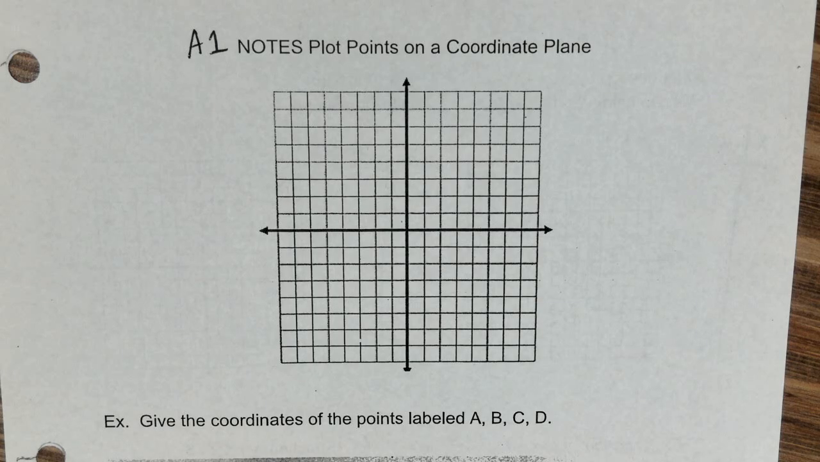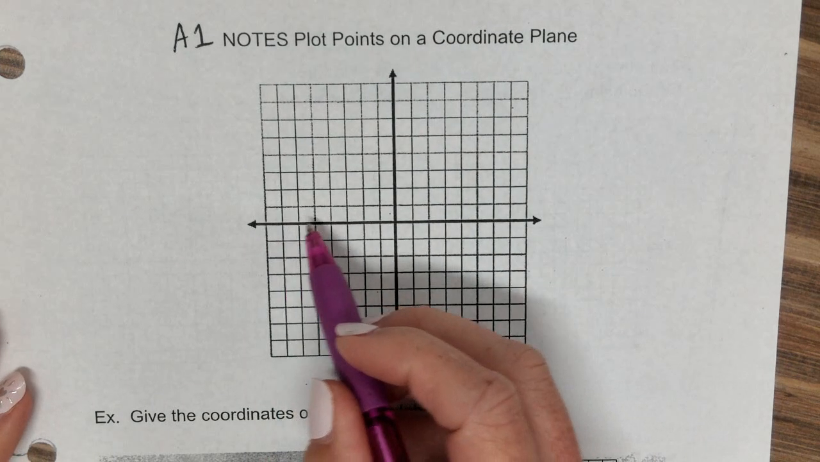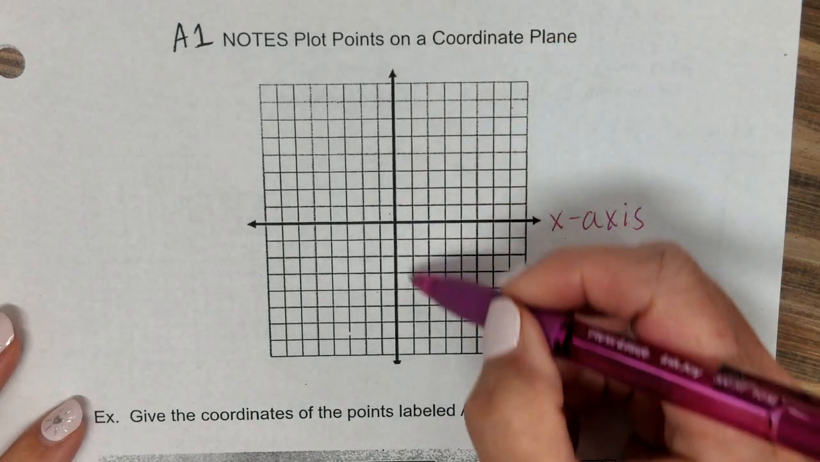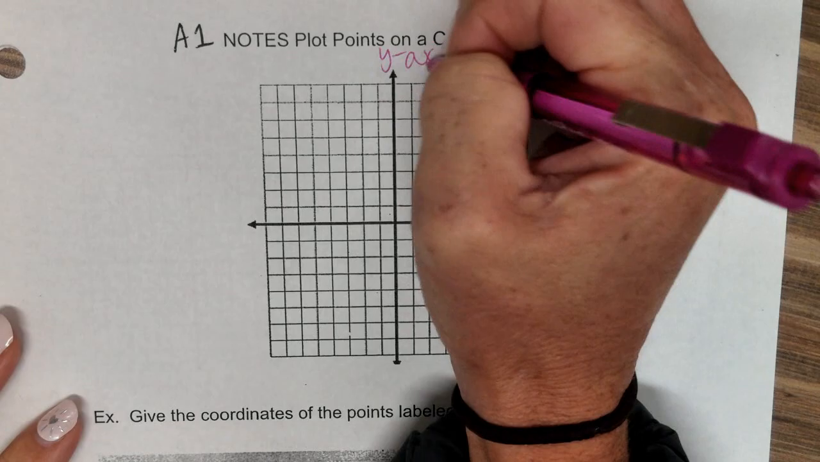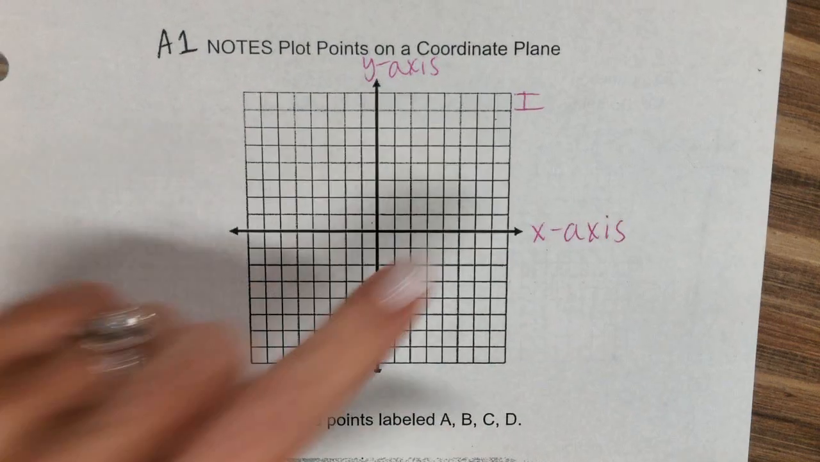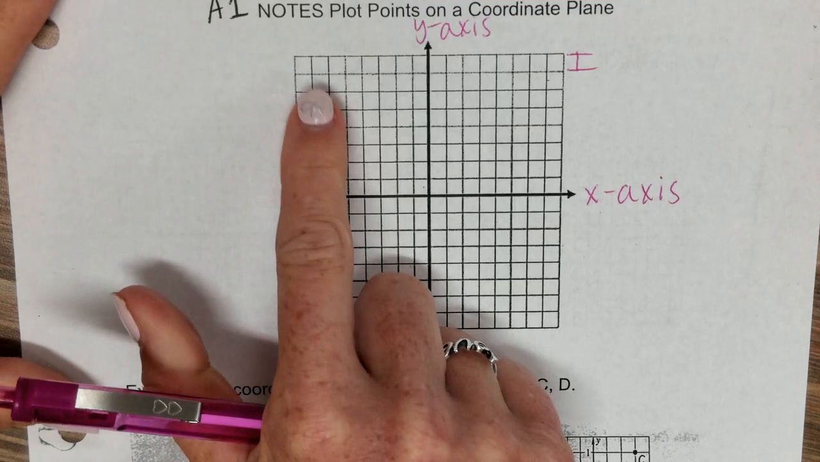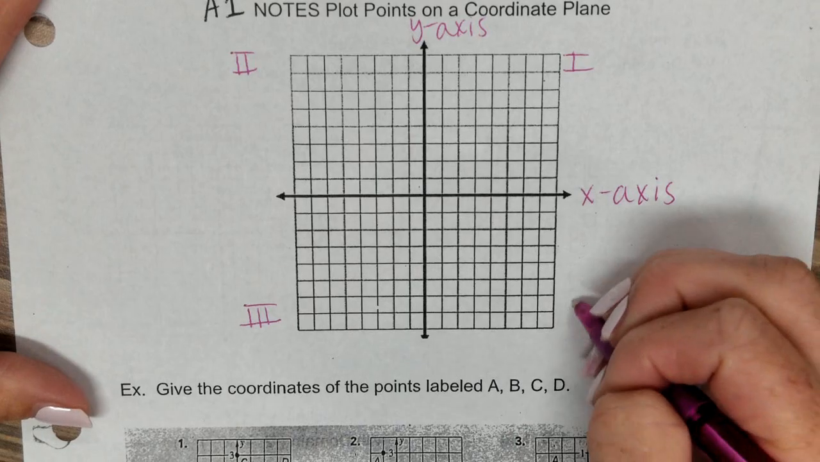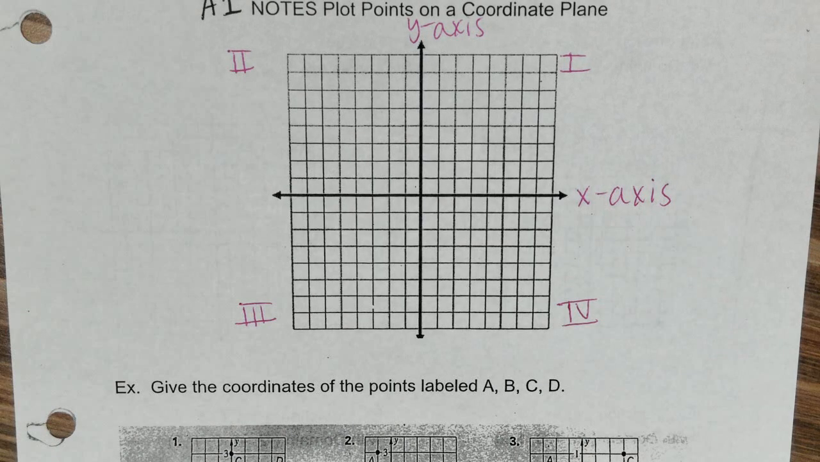Let's go label our axes. What is this axis called? This is the x-axis. What is this one called? The y-axis. This is quadrant 1. We write it as a Roman numeral. This is quadrant 2. This is 3. And this is 4. Remember, a 4 is written as an I and a V.